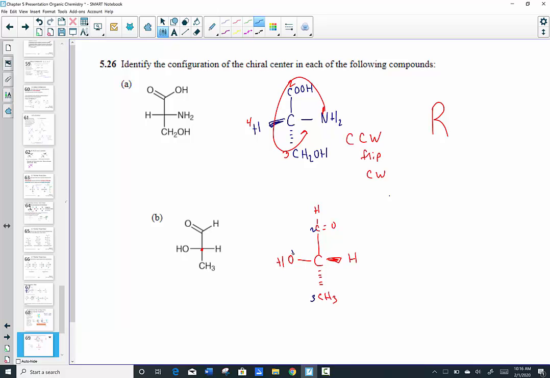And we connect the numbers. This time, 1, 2, 3. This gives me a clockwise spin, which is R. But since hydrogen's a wedge, we know to flip our answer. And we come counterclockwise. This is an S configuration. You did it.